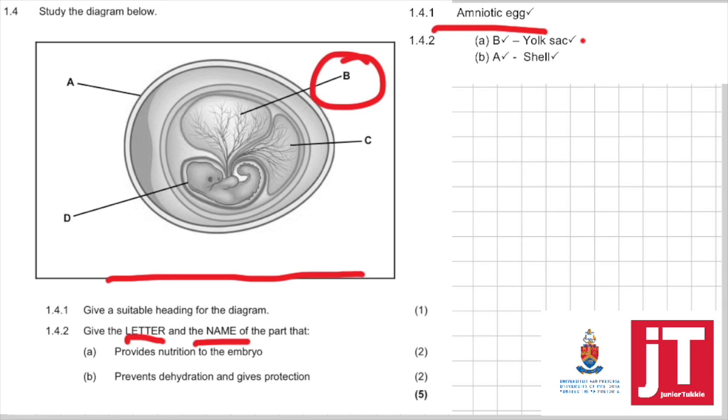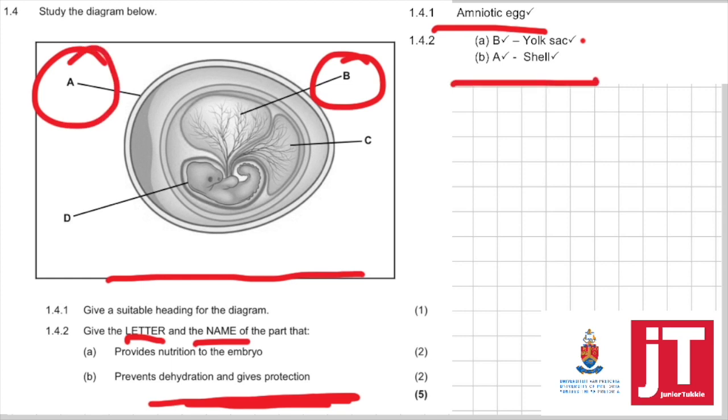Give the letter and the name of the part that prevents dehydration and gives protection. Prevents dehydration and gives protection. So that can obviously only be A, the shell. Right.